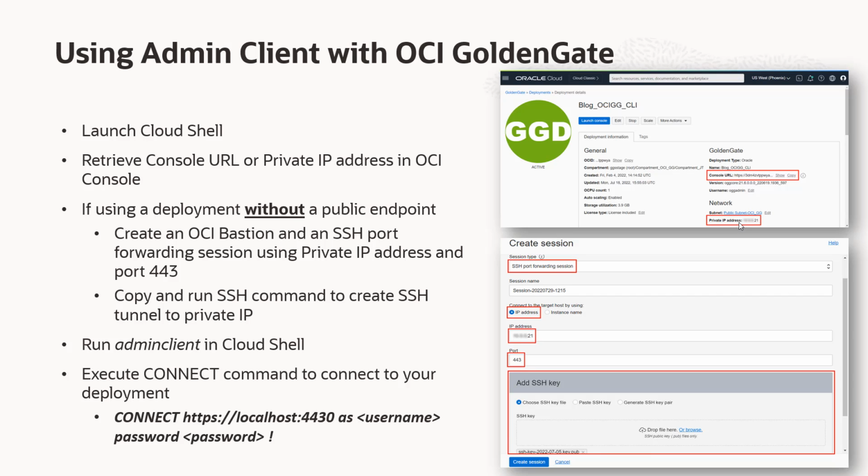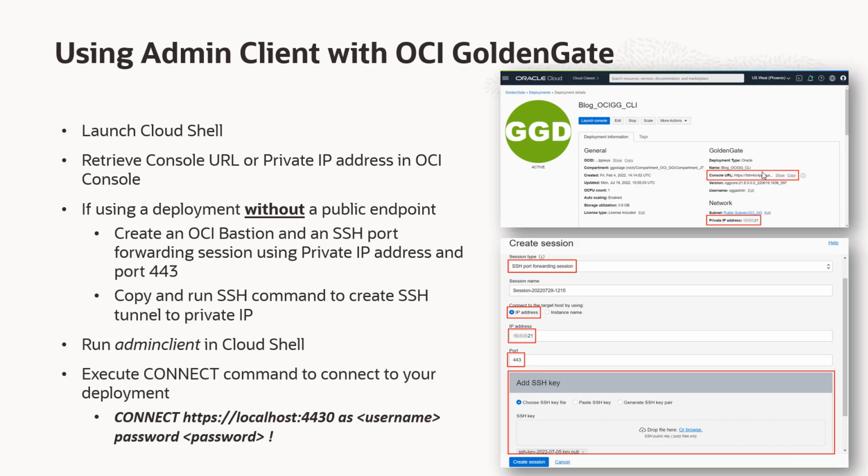And that private IP address is used to connect to the deployment through an SSH tunnel when that deployment doesn't have a public endpoint. If that deployment has a public endpoint, then you can just use the console URL, and then it's a little easier to use. But obviously using a private IP with a private endpoint is more secure. So here I'm going to show you how to connect to the most secure option, which is when there is no public endpoint.